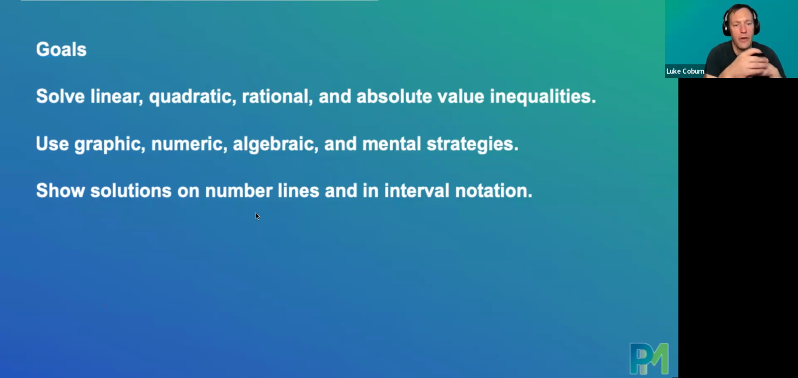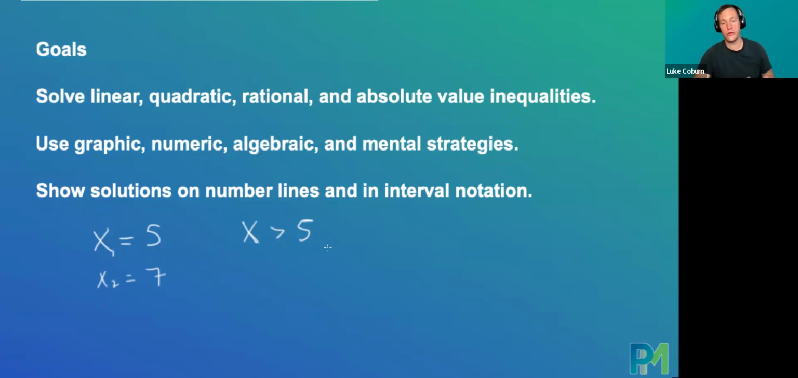Because what's going to happen here is, in previous topics, the question might be, solve for x, and at the end you're going to say x is equal to something like 5. That might be the answer to the question. Or maybe there's two values of x, x1, x2, and the second one is equal to 7. But here what we're going to have is x is greater than 5, and this is not just some single number. It's a whole solution set.